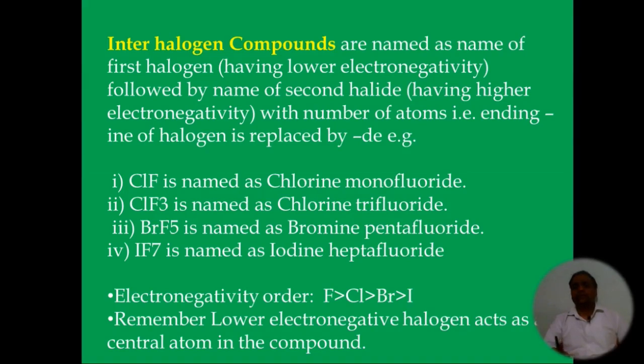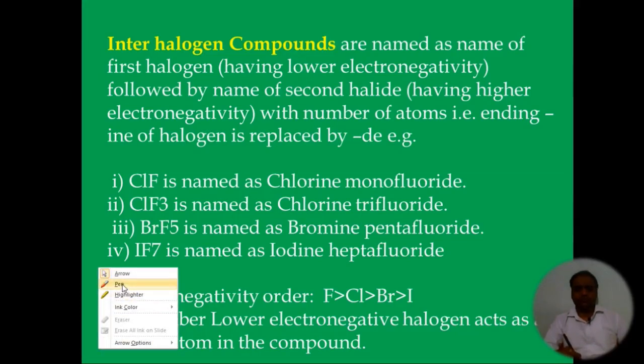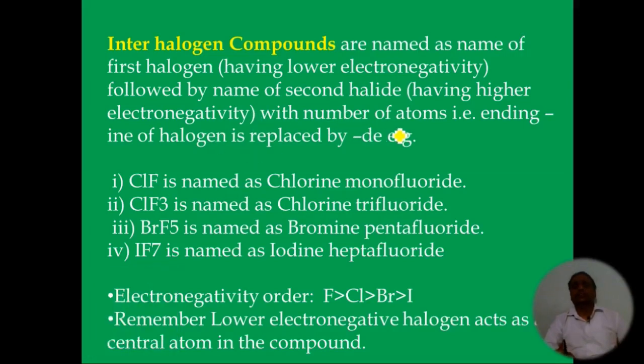Interhalogen compounds are named with the name of the first halogen having lower electronegativity, followed by the name of the second halogen having higher electronegativity, with the number of atoms, and the ending 'ine' of the halogen is replaced by 'ide'. So fluorine becomes fluoride, chlorine becomes chloride, bromine becomes bromide, etc. For example, ClF is chlorine monofluoride, ClF3 is named chlorine trifluoride, then bromine pentafluoride, iodine heptafluoride.